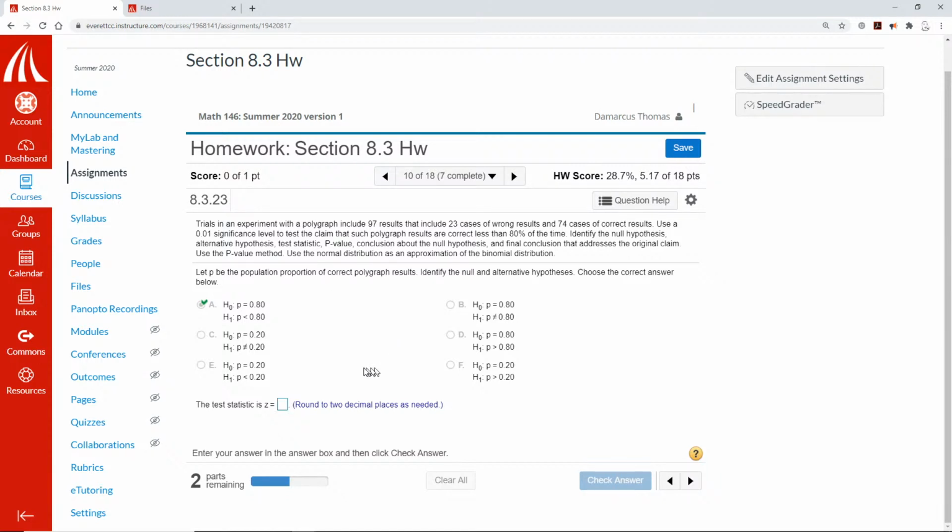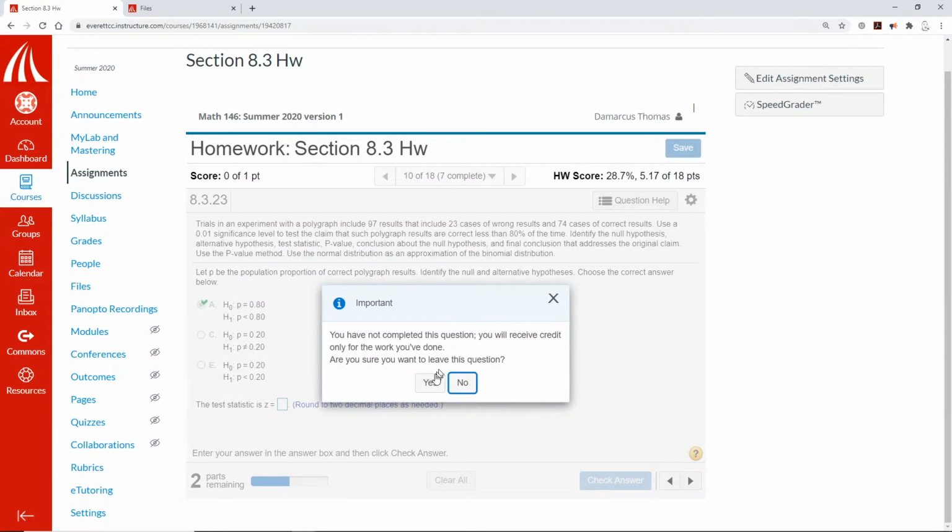And then after this point, what you're going to do is look at the number of cases that were wrong out of the total. There were only 23 cases that were wrong out of 97. That's about 20%. That's very, very small. Okay? So you'll enter in that 23 for the x value, 97 for the n value. You'll get your test statistic, and you will also get the p-value, which would be super small.